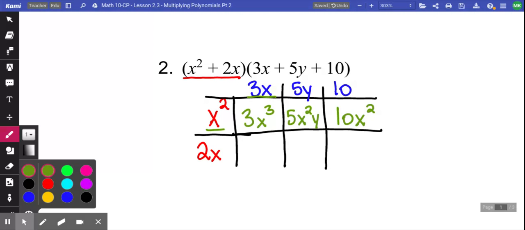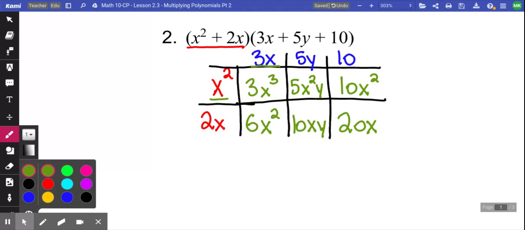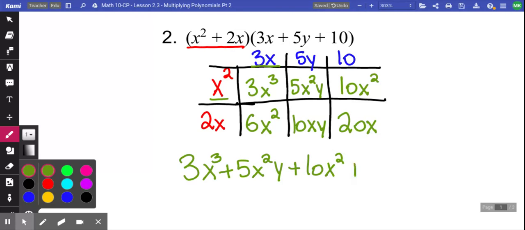Across the bottom, 2x times 3x would be 6x squared. 2x times 5y would be 10xy. And then 2x times 10 would be 20x. Perfect. All the things in green is your solution. So I have 3x cubed plus 5x squared y plus 10x squared plus 6x squared plus 10xy plus 20x.